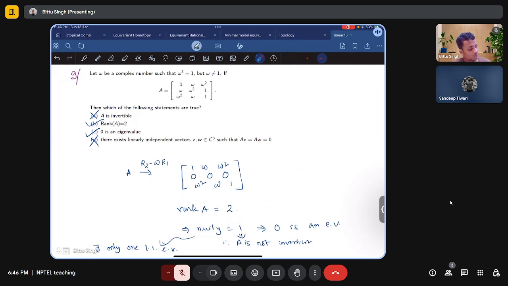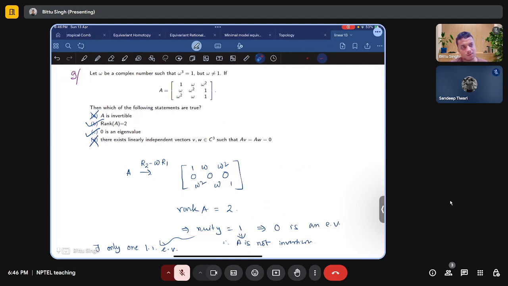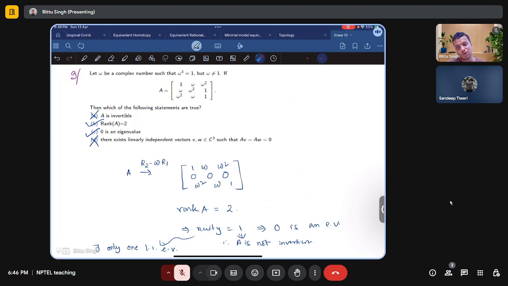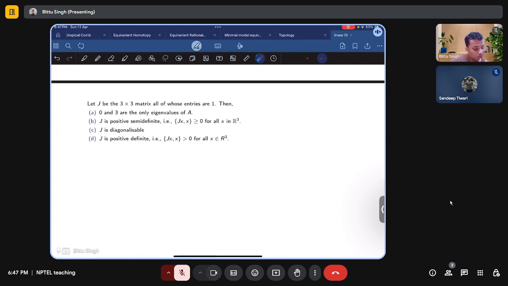That means what is the meaning of that? That means there exists some non-zero vector V such that the solution space of A has dimension 1, that is, there exists V such that A times V equal to 0. The geometric multiplicity of zero is actually the nullity of the matrix. Geometric multiplicity of a given matrix is exactly the same as the nullity of that matrix.